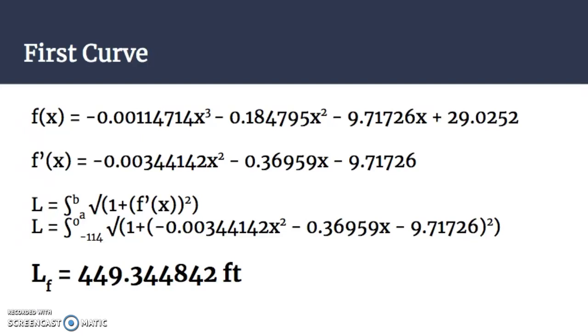After this point, I plugged this into the arc length formula. The arc length formula is the definite integral of the square root of 1 plus f prime of x squared. The limits of integration for this calculation were negative 114 and 0. After plugging in f prime of x, I found that the length of this curve is 449.344842 feet.